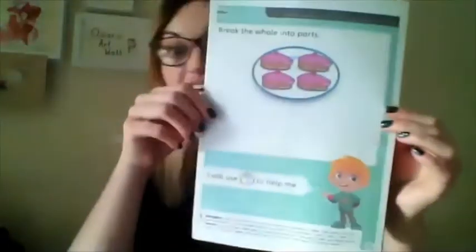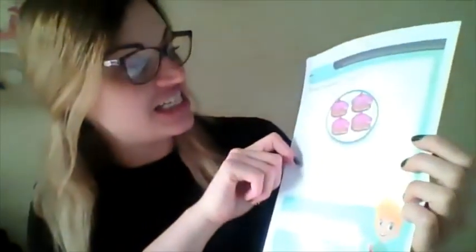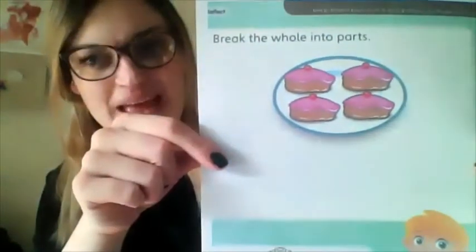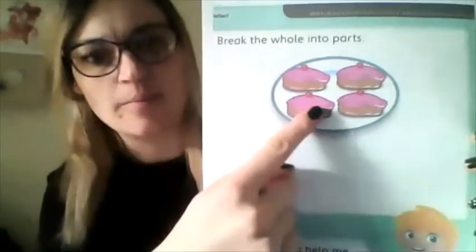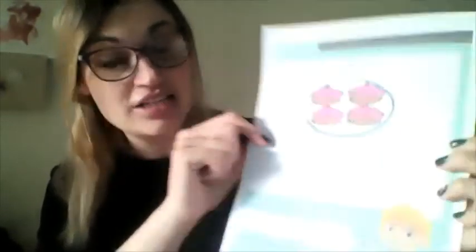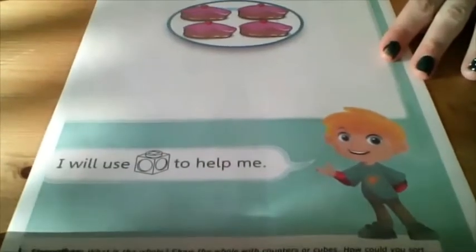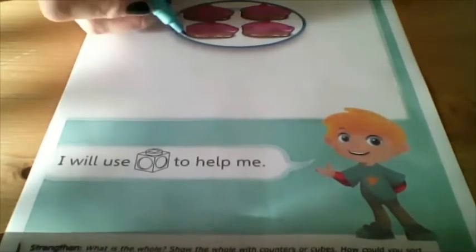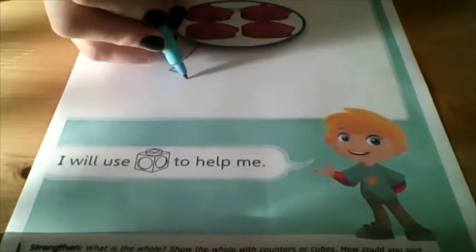Now, once you've done that in your pack, you should be able to find this sheet. And this sheet says break the whole into parts. Now, on my plate, how many have I got as the whole? 1, 2, 3, 4. I've got 4 as the whole. So it wants to know how I can break them down. Now, that's exactly what we've been doing on our cherry diagram. So if I were you at home, let me pull this down so you can see it. So this is your sheet for today. I would either have a go yourself or ask a parent to make this into a cherry diagram.